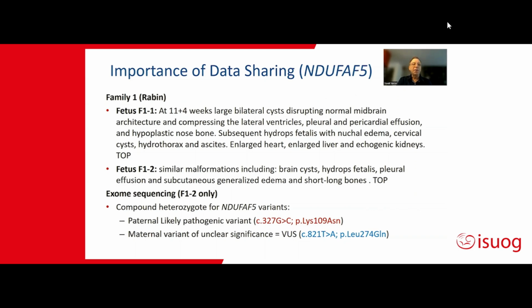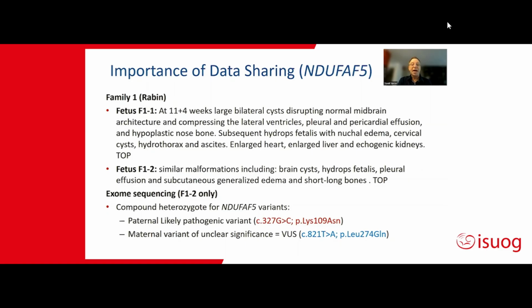Okay, so the first case was from the Rabin Medical Center. The first fetus they had, at 11 weeks, had bilateral cysts disrupting a normal mid-brain architecture and compressing the lateral ventricles, and also had pleural and pericardial effusion and other abnormalities, and subsequently hydrops fetalis with nuchal edema and an enlarged heart, and they underwent termination of pregnancy.